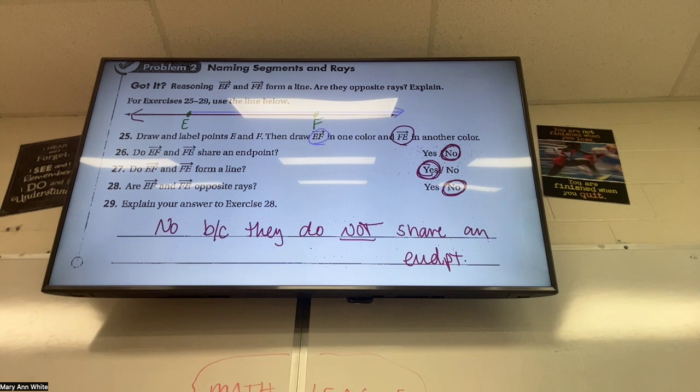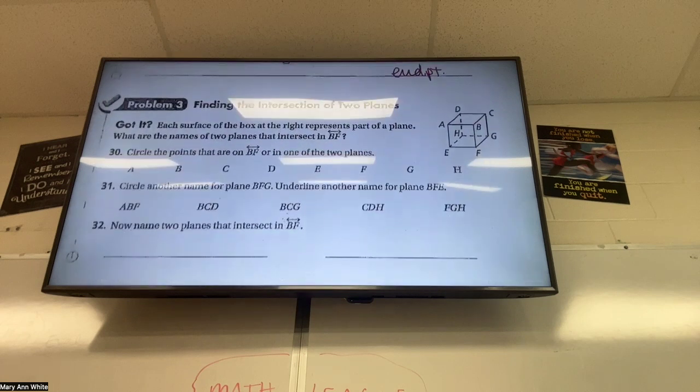Okay, so that's opposite rays. So we decided those were not opposite rays, even though they use the same letters. Did I tell you guys the other day, how many points should we have for opposite rays? We should have 3, right? 3 or more. So when we only have 2, there's just no way. There's no way that that's going to work. All right, let's keep it moving.